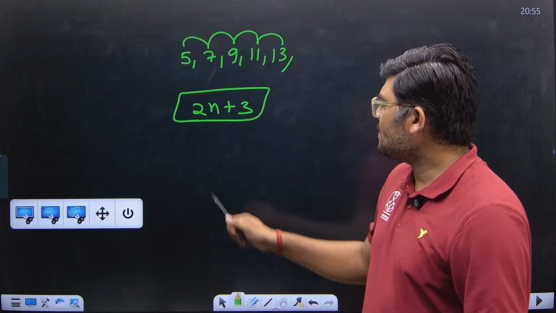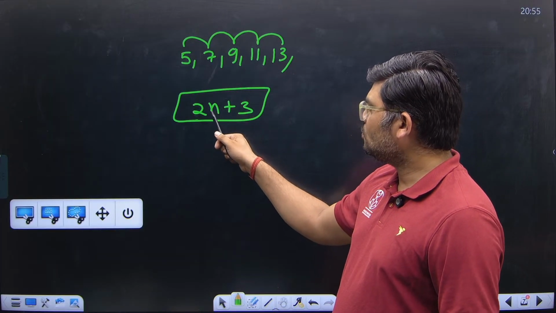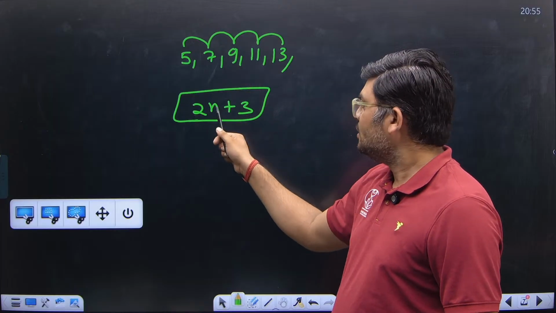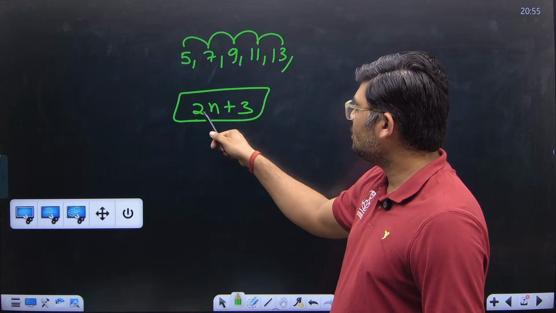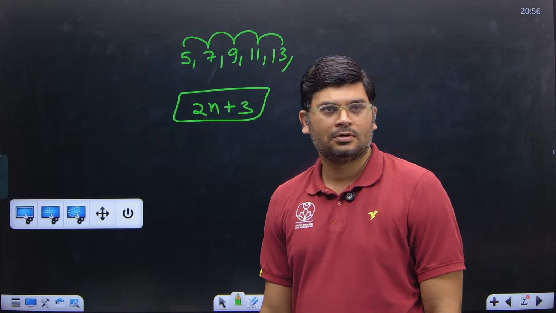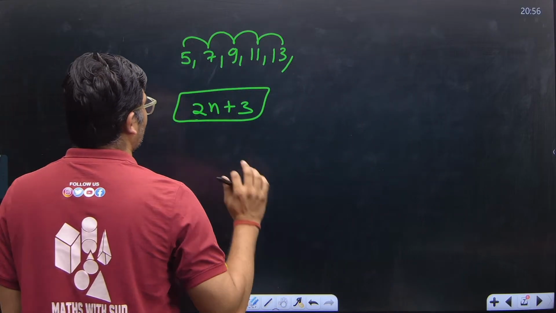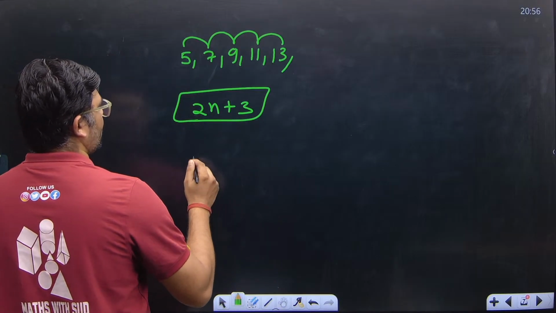Yes, sir. See, you substitute 1: 2 into 1 is 2, plus 3 is 5. You substitute 2: 2 into 2, 4 plus 3 is 7. 3: 2 into 3, 6 plus 3 is 9. 2 into 4, 8 plus 3 is 11. Are you getting it? Yes, sir. So you don't even really need the arithmetic. No, that is not required. You can write like this as well. It's simple. It's more simple.